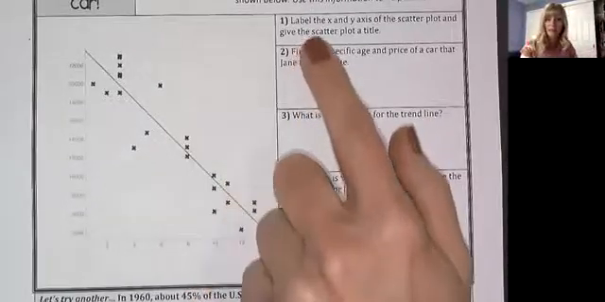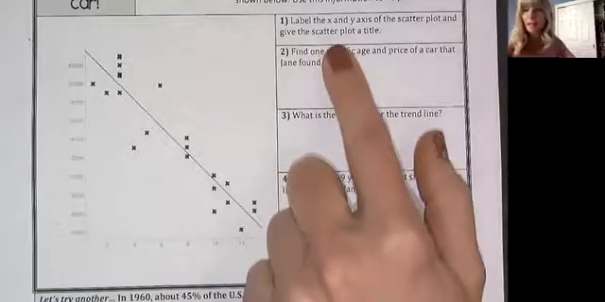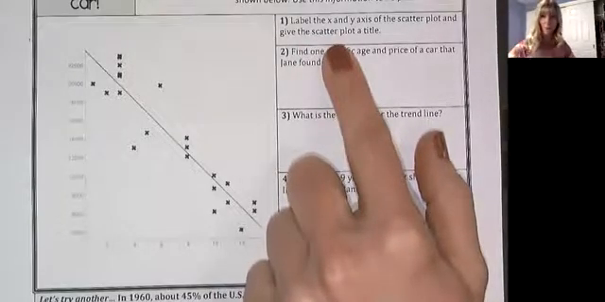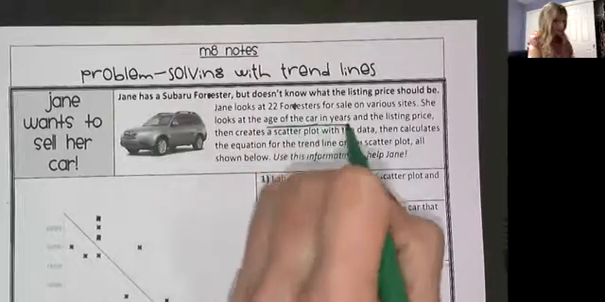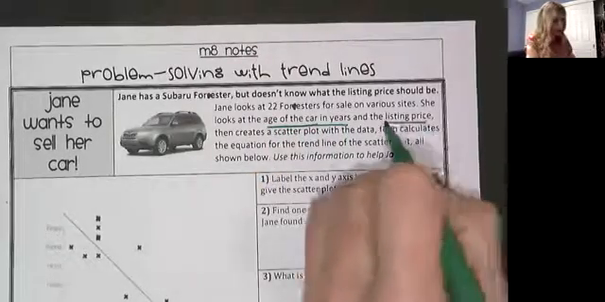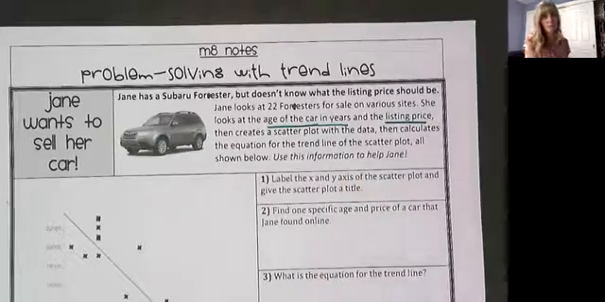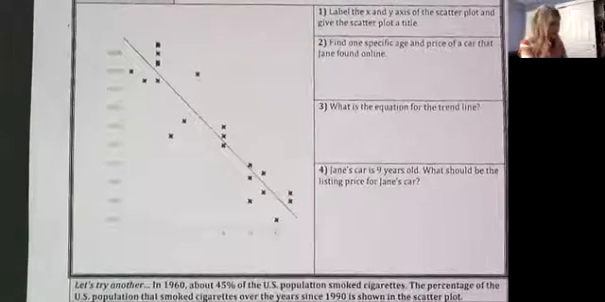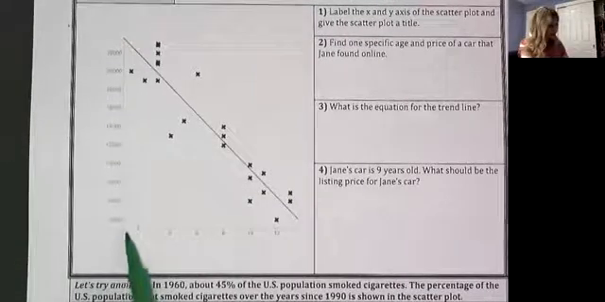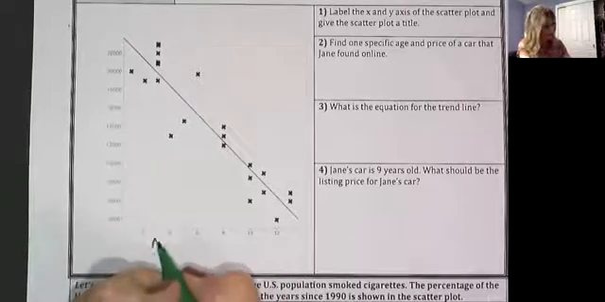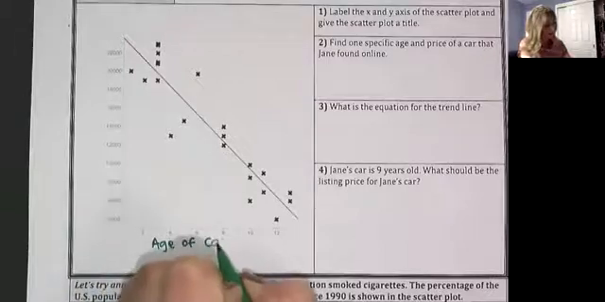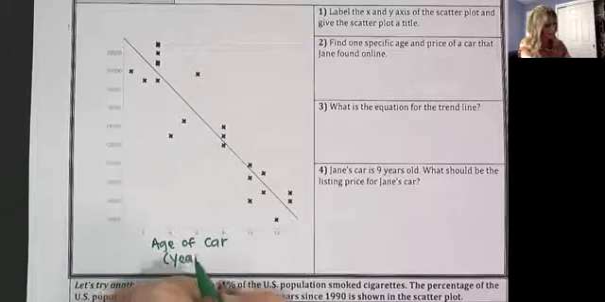It says label the X and Y axis of the scatter plot and give the scatter plot a title. So let me get my pens here. So I'm ready to go. So she compared, it says up here, she compared the age of the car in years to the listing price, how much they were trying to sell it for. So these are cars for sale, so we don't know if they actually are going to sell for that, but this is what people are selling them for. So I see down here on the x-axis, I see 2, 4, 6, 8, 10. That looks to me like the age of the car. I'm going to put age of car, and then I'm going to specify that this is in years.